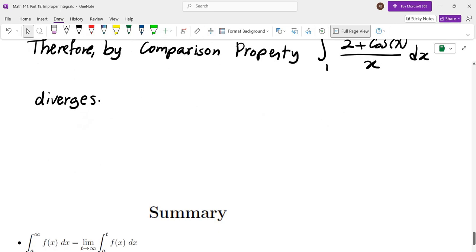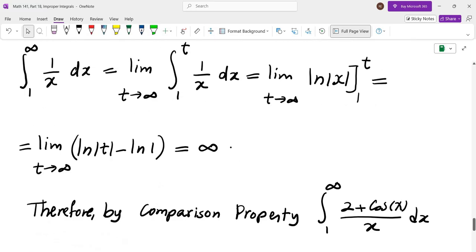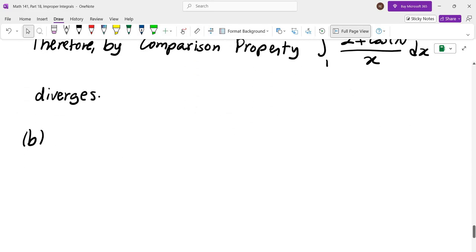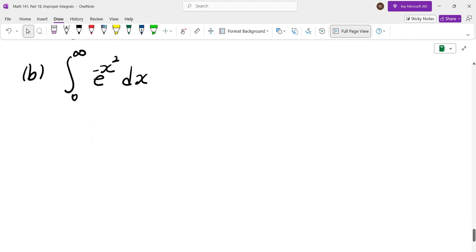Okay, so we'll do one last example on this one, and then we will summarize. So let's look at the other integral. The integral from 0 to infinity of e to the power of negative x squared dx. So this is one of those integrals that cannot be evaluated. You cannot really integrate this one. But we can compare this with something that is simpler and easier to evaluate.